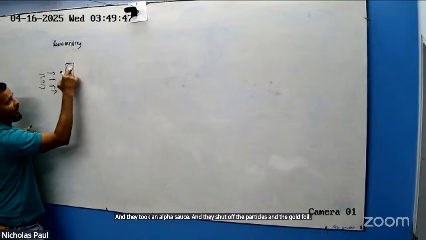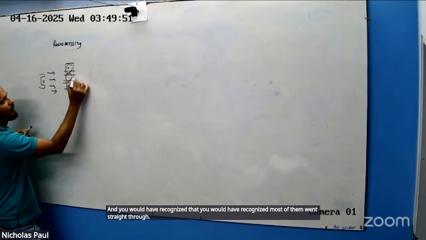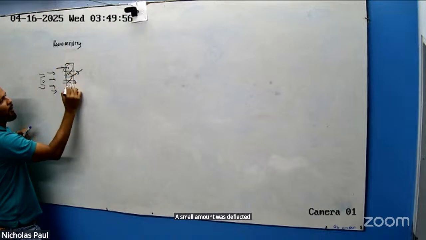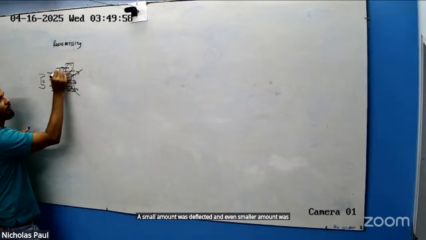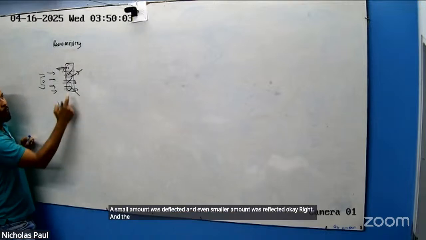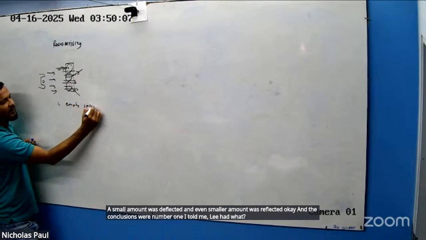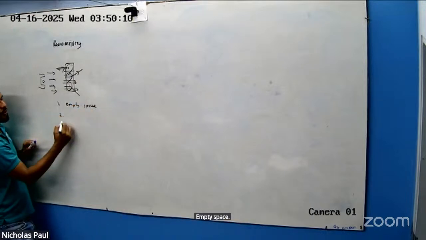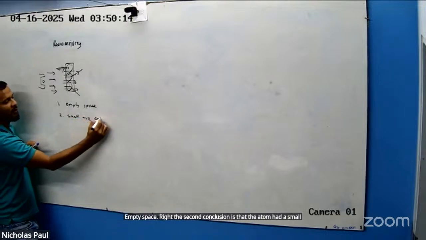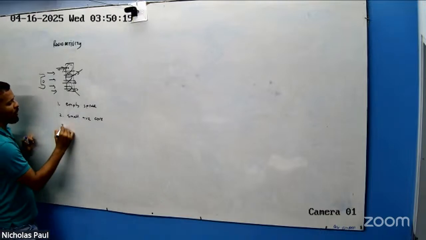And you would have recognized that most of them went straight through. A small amount was deflected and an even smaller amount was reflected. And the conclusions were, number one, the atom mainly had what? Empty space. The second conclusion is that the atom has a small positive core.